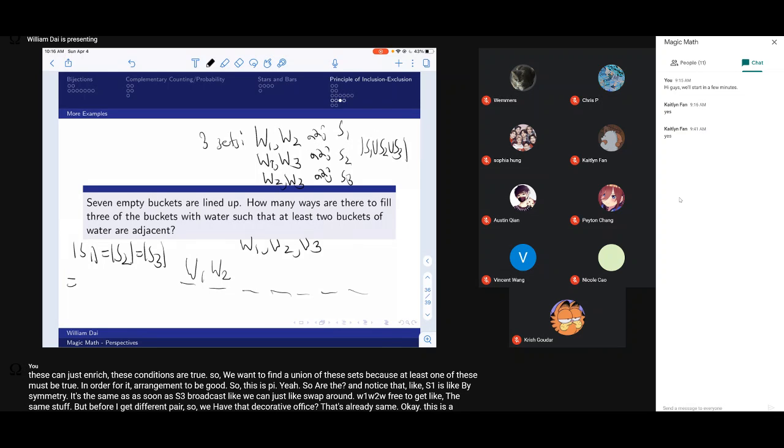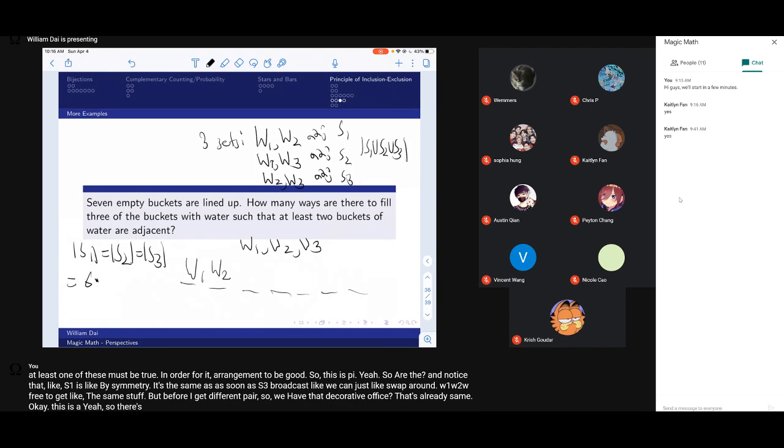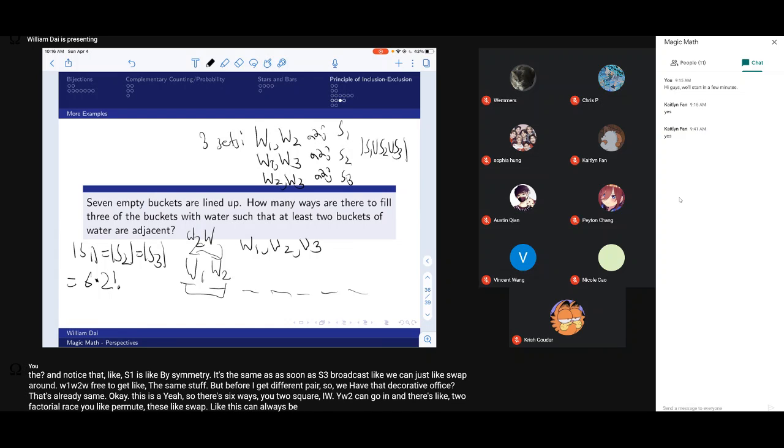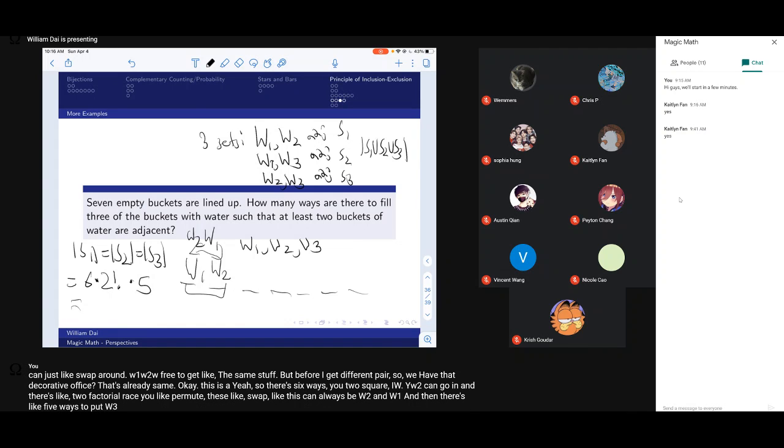So there's 6 ways to choose where W1, W2 can go, and then there's 2 factorial ways to permute these, like swap, this can also be W2 and W1. And then there's 5 ways to put W3 somewhere, which gives you 60. And then S1 union S2. This is all by symmetry, all of these are equivalent.